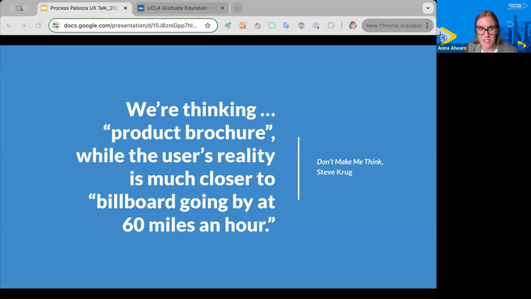You'll learn that digital products and services are not precious reading material. People don't treat them that way. They're just trying to get something done, whatever that process may be. So while on the team, everyone is thinking product brochure, let's spend a lot of time on this text and this layout, the user's reality is much closer to a billboard going by at 60 miles an hour.